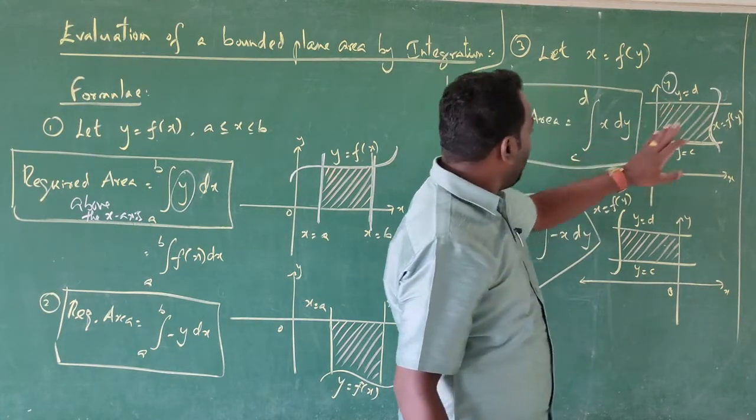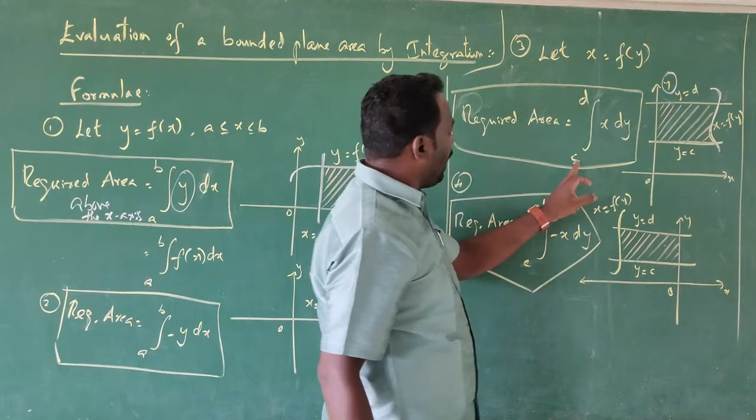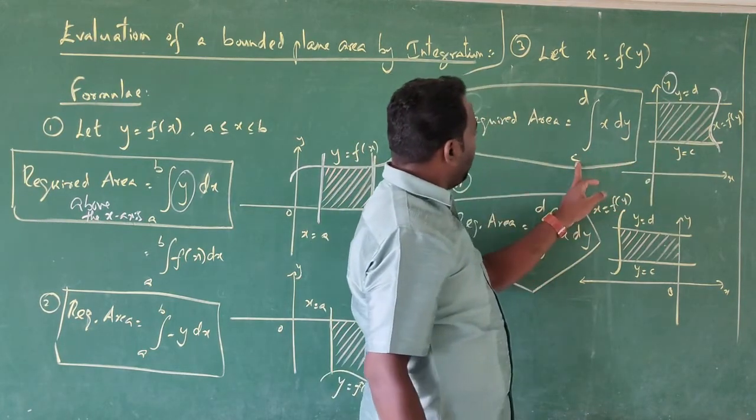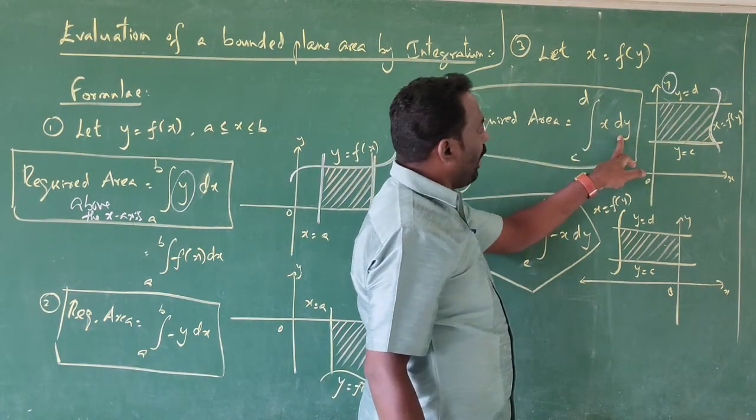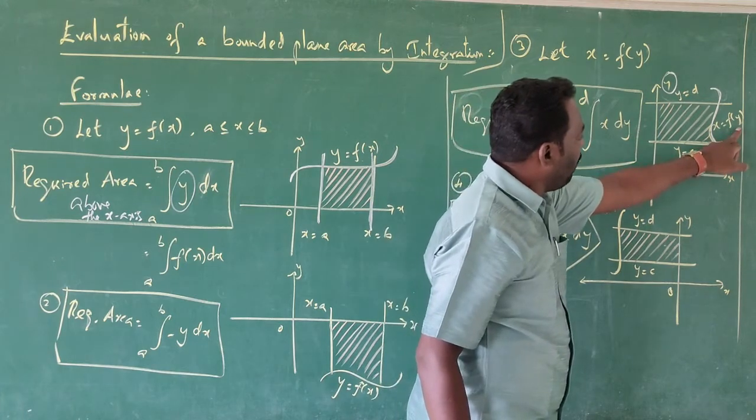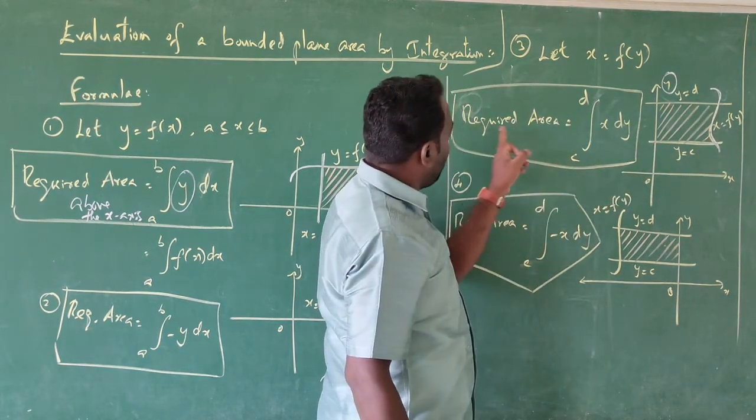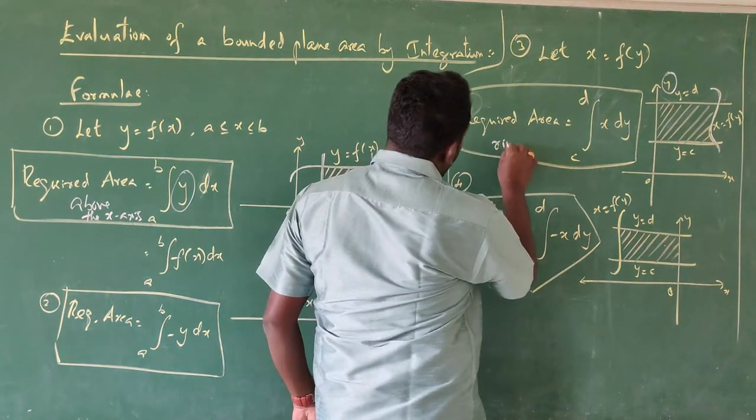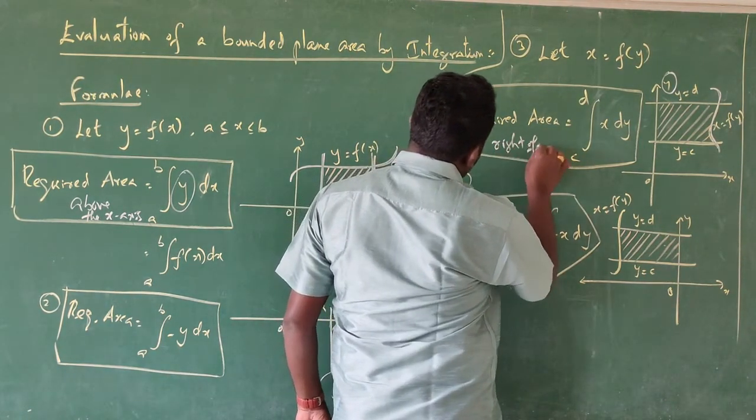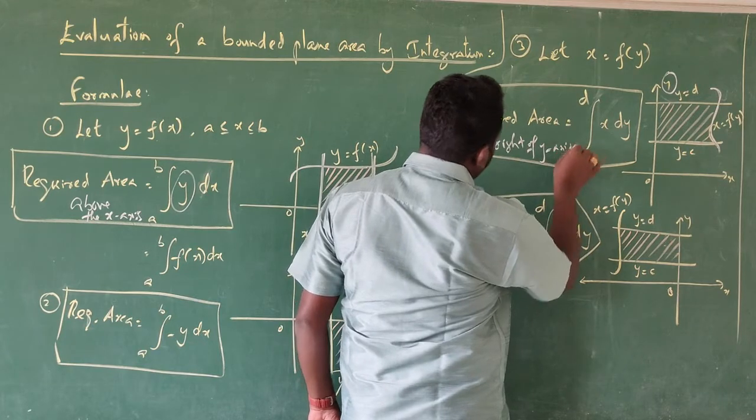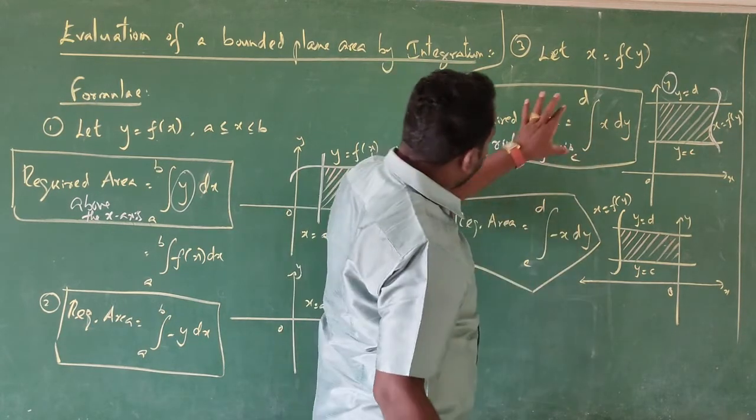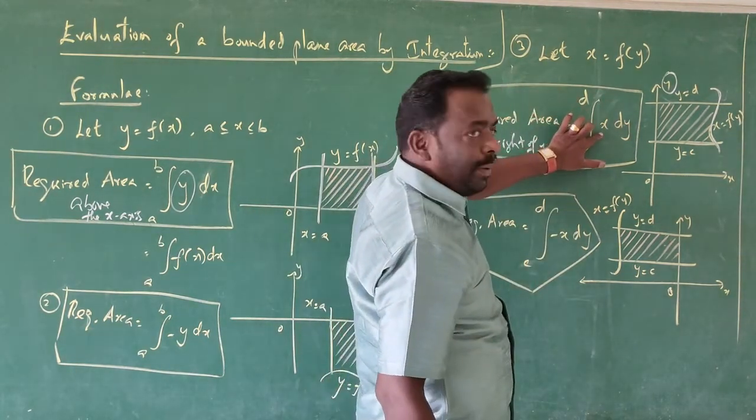If it is on the right side of the y axis, we apply the required area equals integral c to d of x dy. Because the given function is with respect to y, the integration is also with respect to y. Therefore, for the area bounded on the right side of the y axis, we apply the formula integral c to d of x dy.